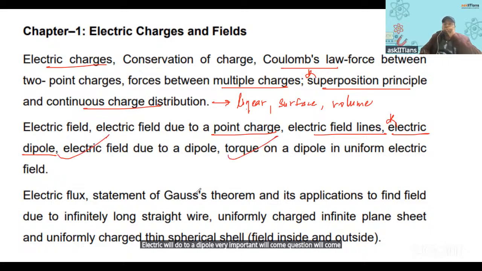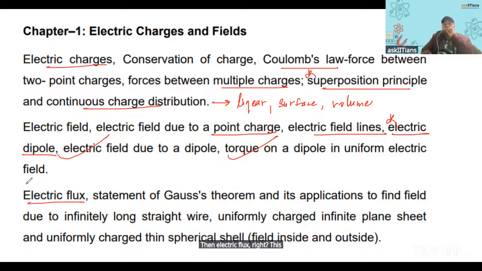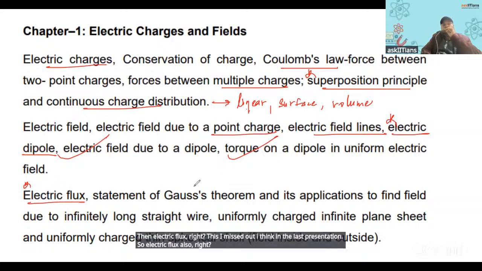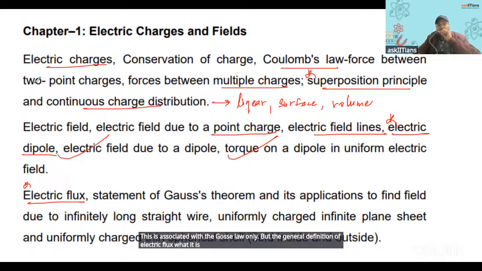Torque on a dipole, right? Then electric flux, right? This I missed out, I think, in the last presentation. So electric flux also, right? This is associated with Gauss's law only, but the general definition of electric flux, what is it, right? So you'll show a diagram, right? So always try to draw a diagram, right? If it is possible, try to draw a diagram.